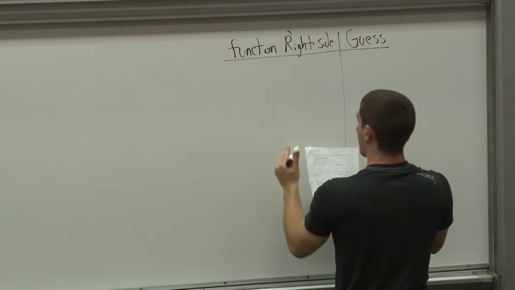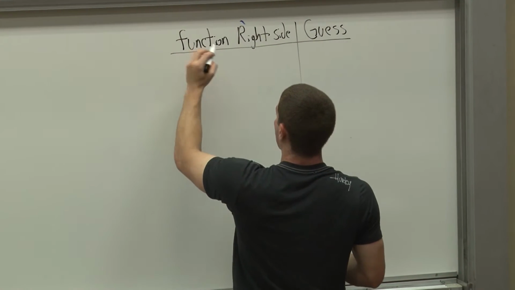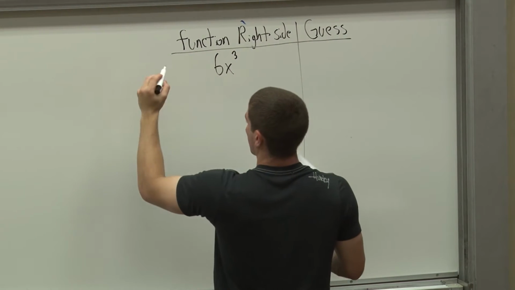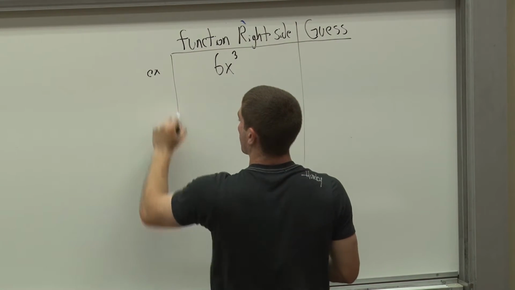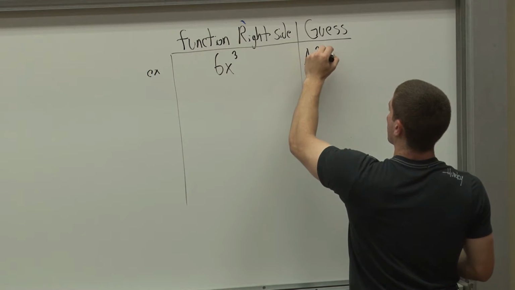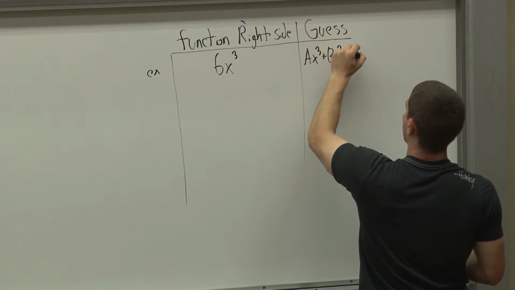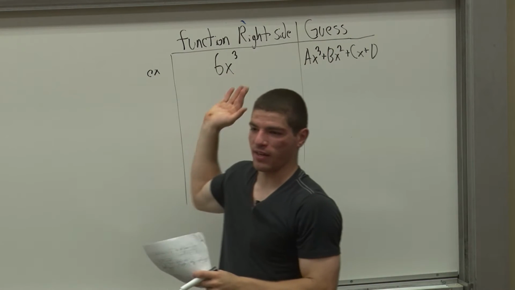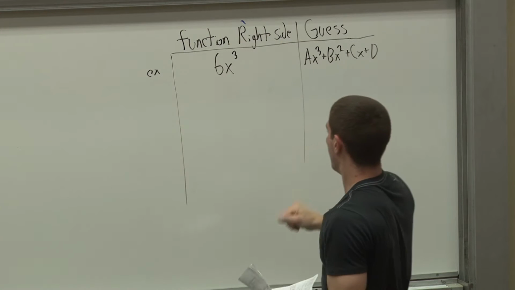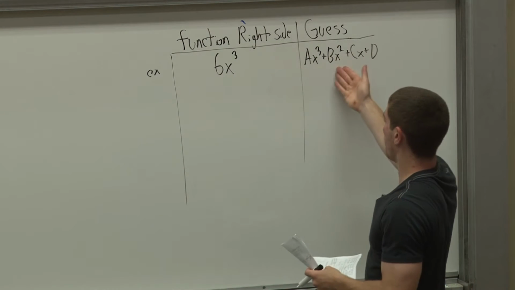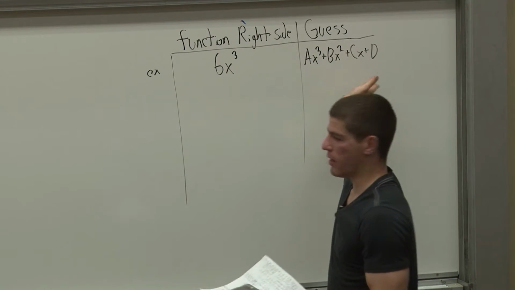If the function on the right side is a polynomial of degree anything, for example, 6x to the third, this would be ax cubed plus bx squared plus cx plus d. They wouldn't give you a third order one, because you need to find 4 constants. It's a little crazy. So for any polynomial, this works. If it's just 6x, it would be ax plus b.